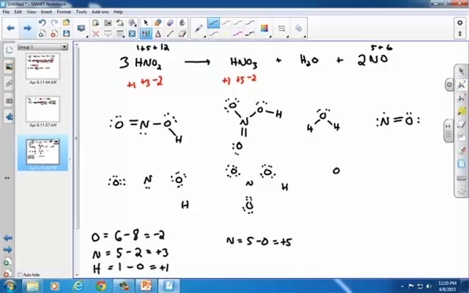In water, the oxygen's pulling the electrons away from the hydrogen, so it has 8 assigned to it. 6 minus 8 gives me a -2. And each hydrogen has 0 electrons assigned to it, so 1 minus 0 gives me a +1.